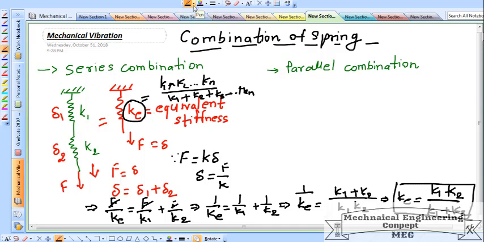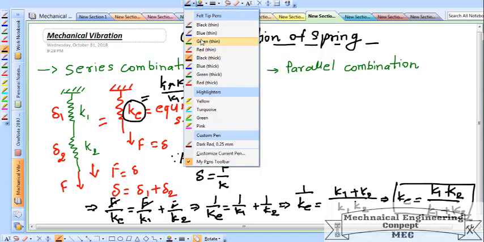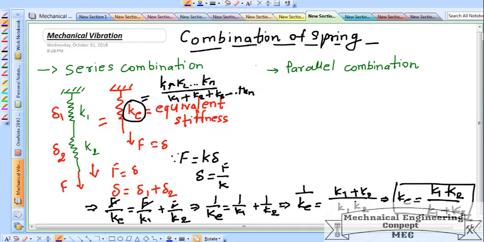Now let us discuss the parallel spring. To understand the parallel spring, first we need to draw a diagram.